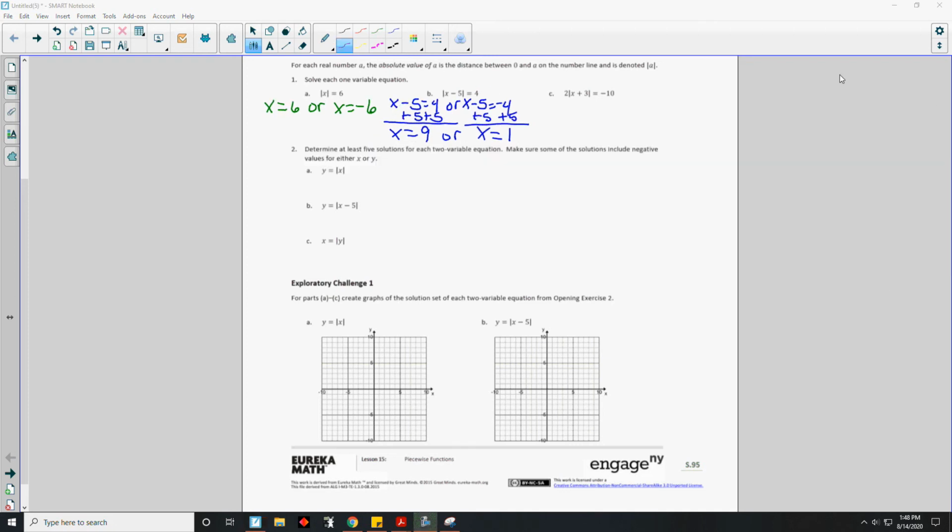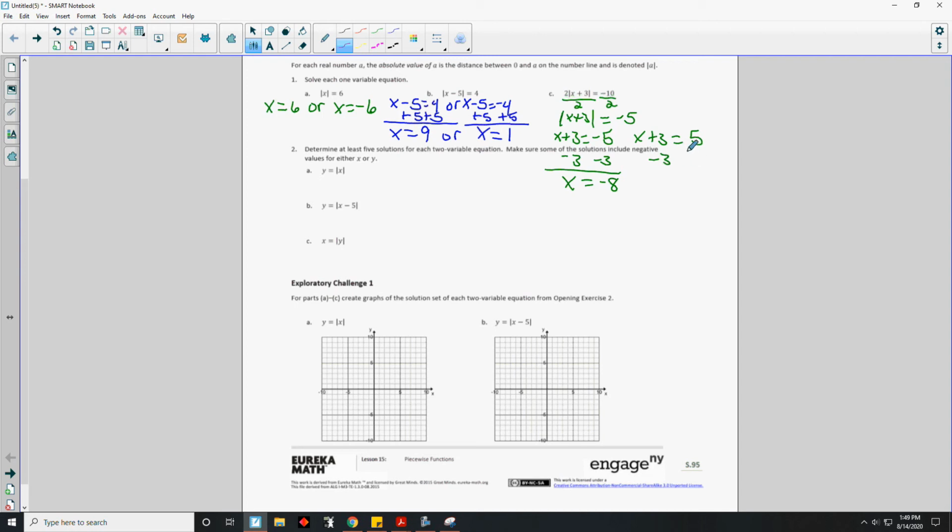Okay, next one. The first thing I want to do is get the absolute value by itself. It's being multiplied by 2. So let's get rid of that 2 by dividing both sides by 2. And remember, what you do to one side, you do to the other. 2 divided by 2 is 1, and we're left with the absolute value of x plus 3 equals negative 10 divided by 2, which is negative 5. Then I'm going to take x plus 3 and set it equal to negative 5. I'm going to take x plus 3 and set it equal to 5. Subtracting 3 from both sides here will give me x equals negative 8.